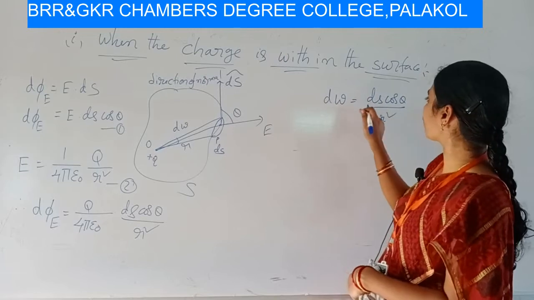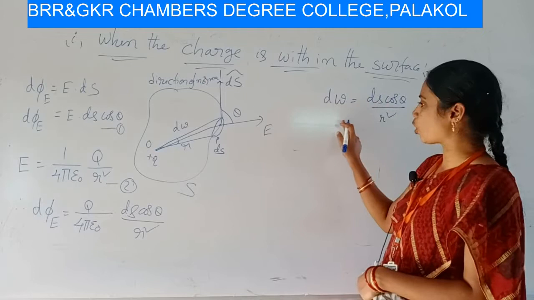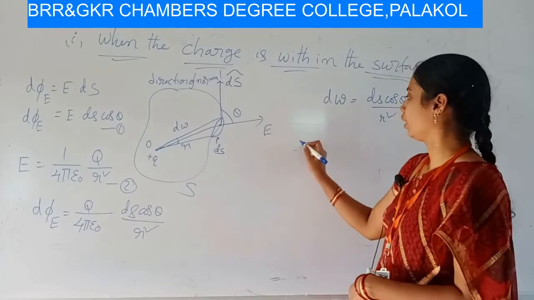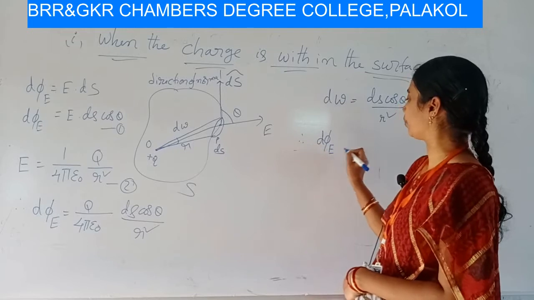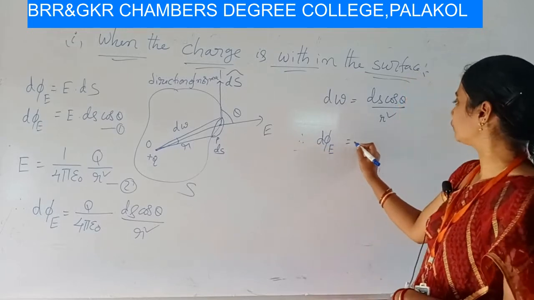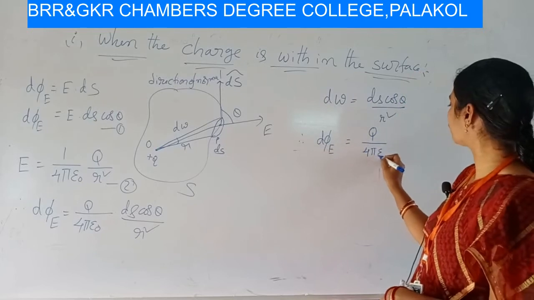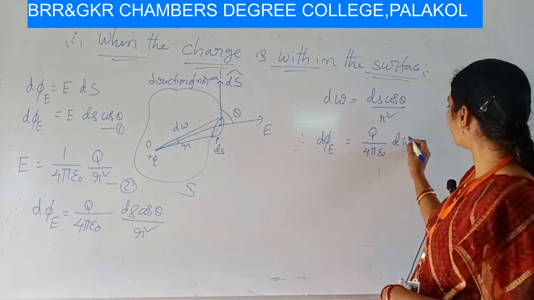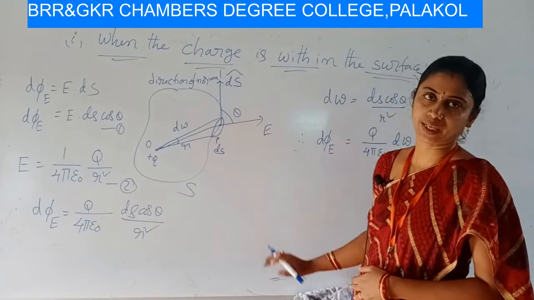This value is d omega equal to ds cos theta by r square. By substituting this d omega value in the above equation, the flux for the small area ds becomes d phi E equal to Q by 4 pi epsilon naught into d omega. Here we are calculating the electric flux for this small elemental area.